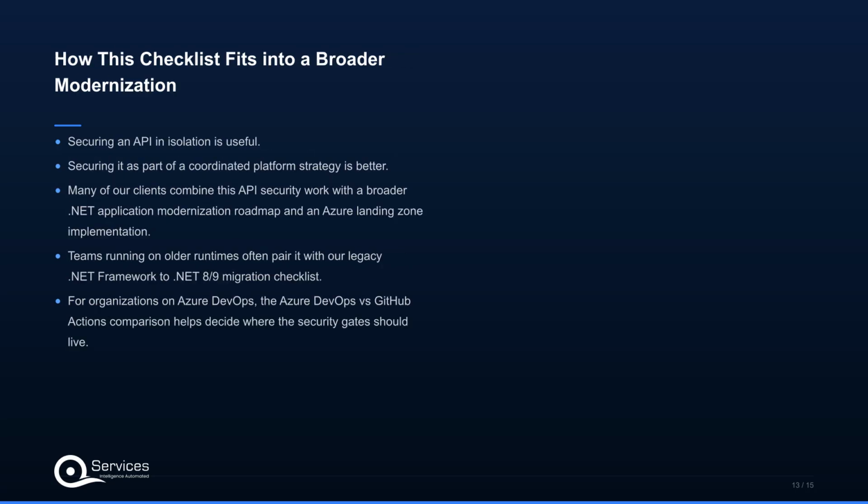Now, how this checklist fits into a broader modernization. Securing an API in isolation is useful. Securing it as part of a coordinated platform strategy is better. If you are also working through Azure App Modernization, an Azure Infrastructure Assessment, or an Azure Security Assessment, the controls above should be baked into your reference architecture, not retrofitted per service.